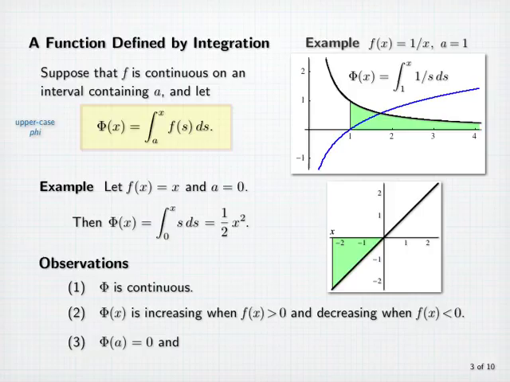And third, phi of a is equal to 0 because the integral from a to a of any function is equal to 0, and the value of phi at the number b is equal to the integral from a to b of f of s ds.